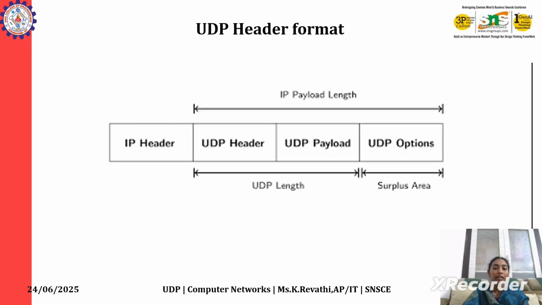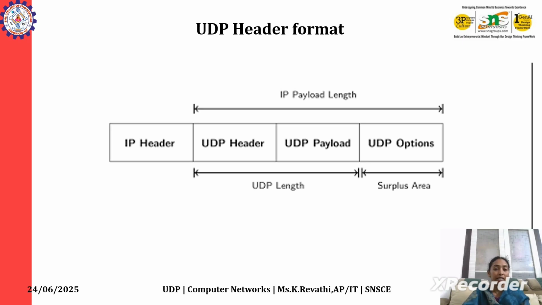Then this diagram will explain the header format of User Datagram Protocol. Here only four fields are available in the User Datagram Protocol. This is a simple header format when compared with the Transmission Control Protocol.